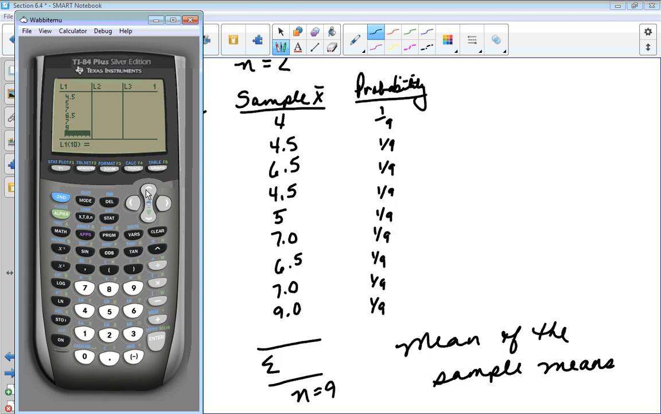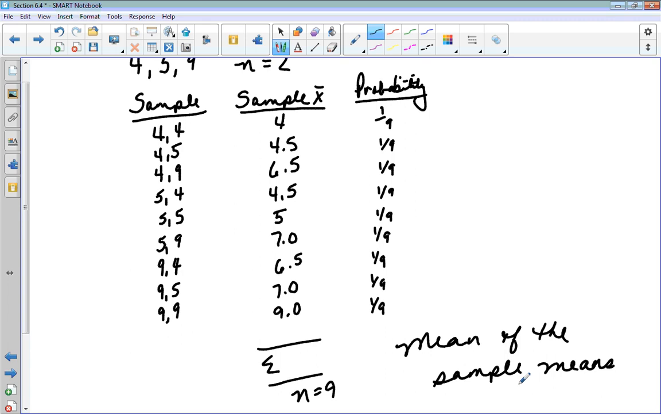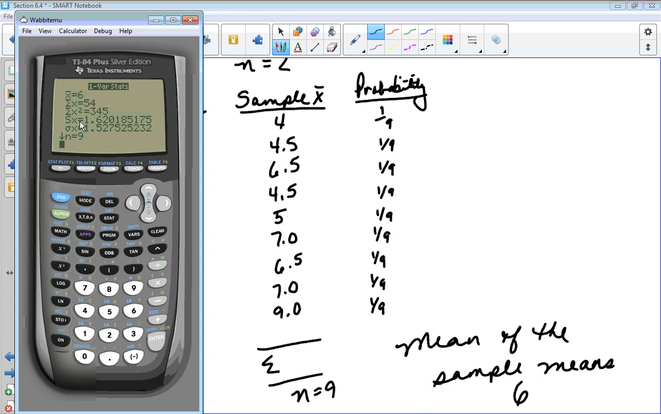Okay, now that I have them in my list, what's nice is I can go ahead and get out of that list, then go to stats, run my calculation on one variable stats, just like we've done before. We know it's L1. There's nothing in our frequency list, so we're going to leave that blank. And then we're going to hit calculate, and it's going to give me all of those statistics. So the mean of the sample means is 6. But we can also get our sample standard deviation. We could also get our quartiles, and of course the median, and then the range.